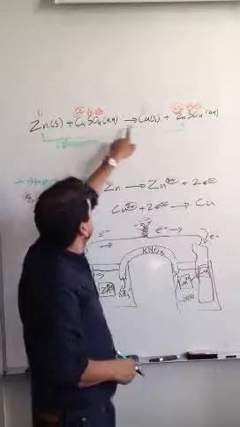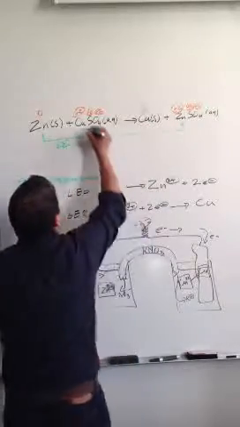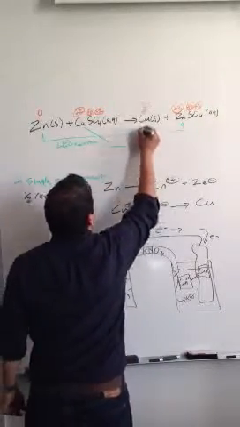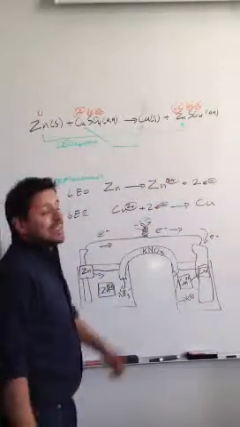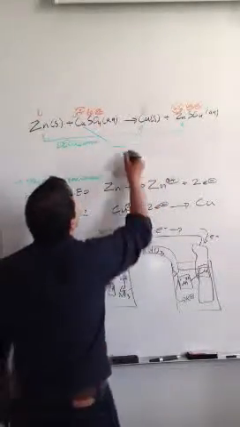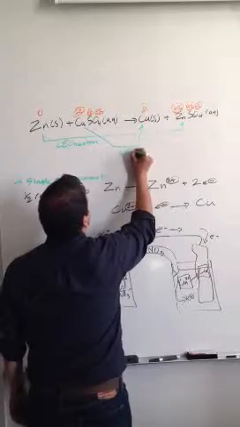Copper, +2, which goes to 0. Copper looks like it's gaining electrons to get rid of that +2 charge. So that's gaining electrons, reduction.